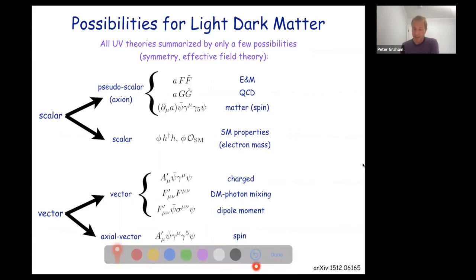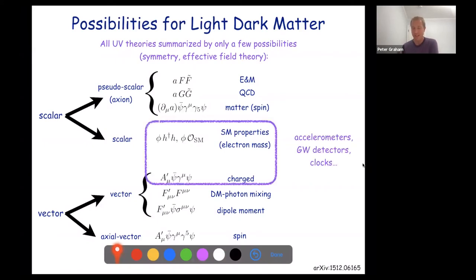This might look like a lot, but it's actually not too many. And what's really cool is we can cover all these possibilities. This is something that's actually come out in recent years. There's been a lot of exciting work by theorists and experimentalists working together to figure out all the ways to use all these possibilities, because this is the semi-complete list of leading order couplings.